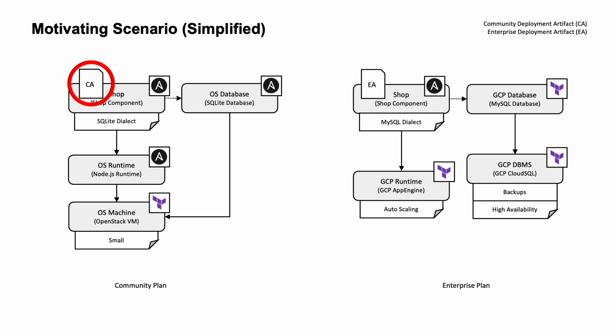The shop component is implemented by the community deployment artifact, which implements the core functionality of the shop component and is configured to use the SQLite dialect. Multiple deployment technologies are used to deploy this variant: Terraform for creating the virtual machine and Ansible for installing the shop component on this virtual machine.